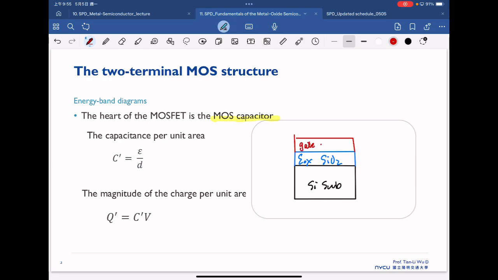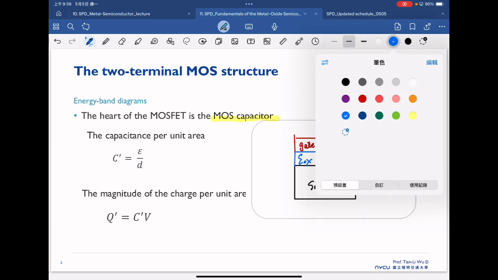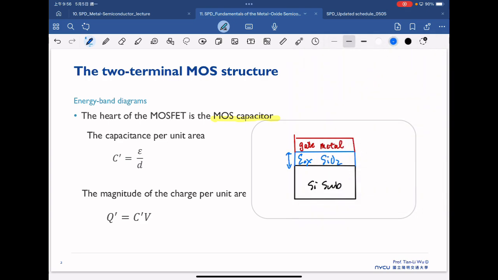So this is a very simple MOS capacitance. And then there are two critical parameters that we should be aware of. One is the dielectric constant. Another one is our oxide thickness. Because these two parameters in the end will determine the capacitance value.